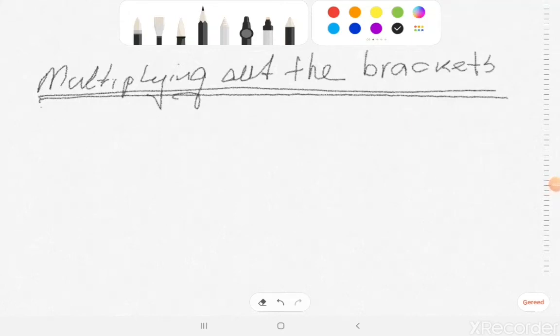I would like to talk about paragraph 8.2, and paragraph 8.2 goes about multiplying out the brackets. And before we start with an example from the exercise, I would like to explain what you do. First of all, let me just talk about an example.